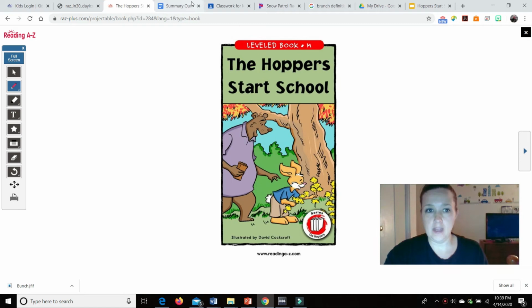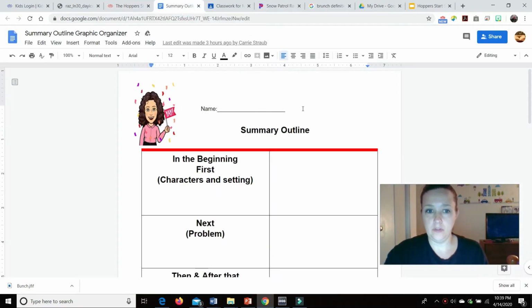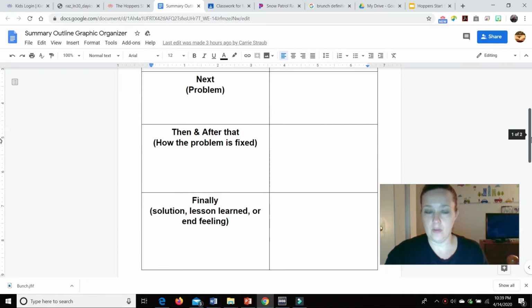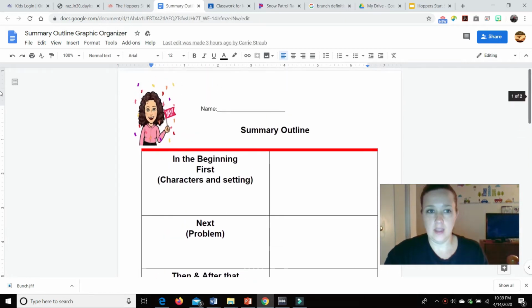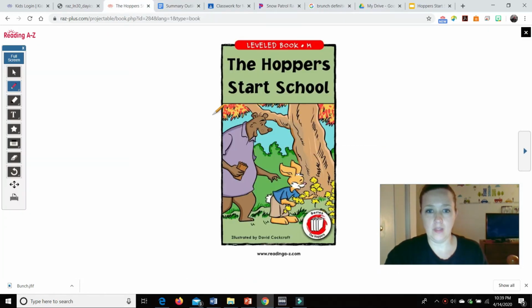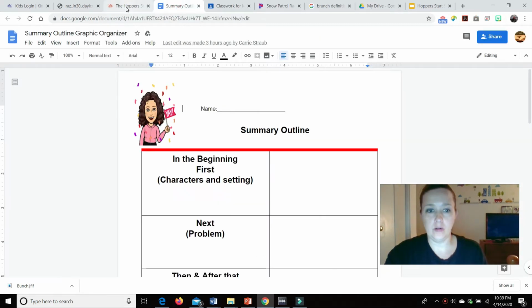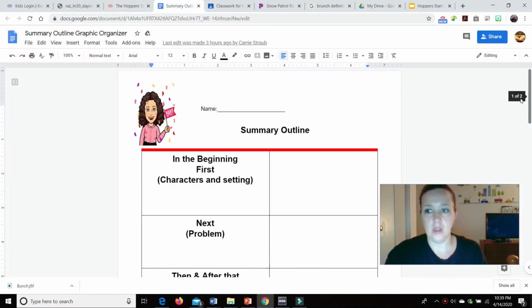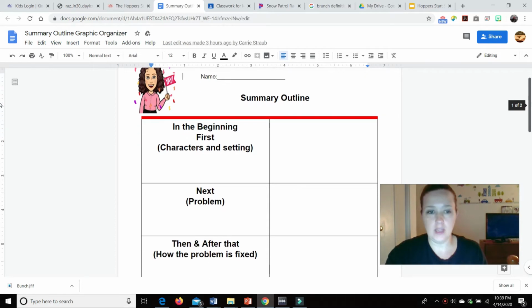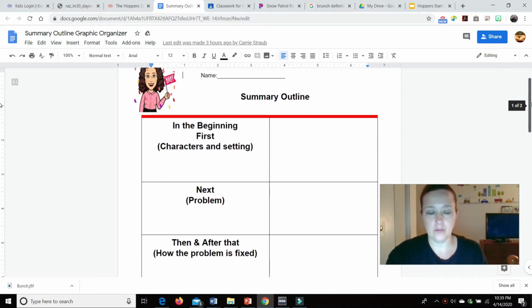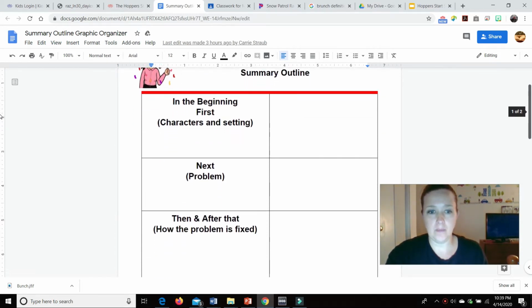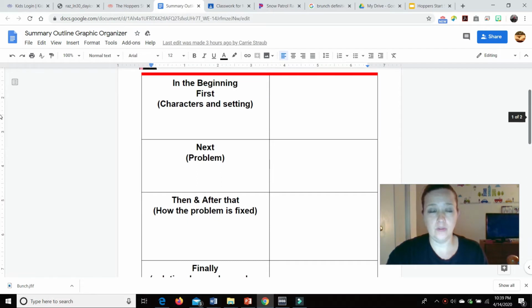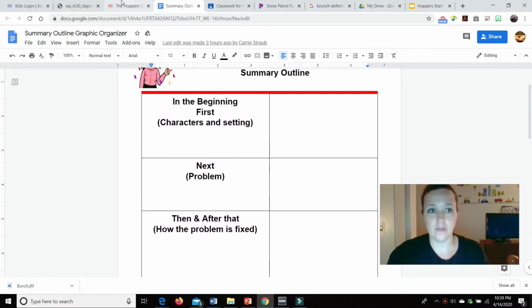So for today we have this form again, summary outline, and we have our story, The Hoppers Start School. What we're going to do is fill out this summary outline using The Hoppers Start School. So I need to look at what I need to find first. The beginning, what happens first, or if you don't know what that means, the characters and the setting.